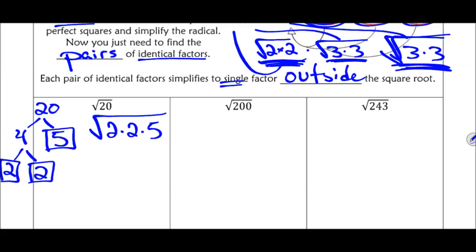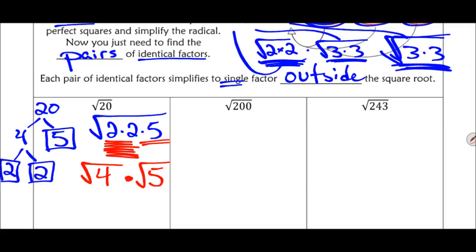Now I notice that I only have 1 5, but I have a pair of 2's. That pair of 2's is going to get factored out. I'm going to show this in a couple of different steps, but eventually we're just going to shortcut this. So I'm going to show this as 2 separate square roots. That's the square root of 4 times the square root of 5. That's what the product property allows us to do.